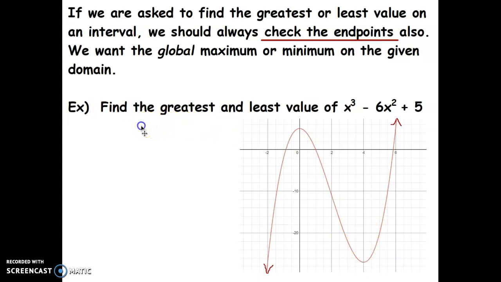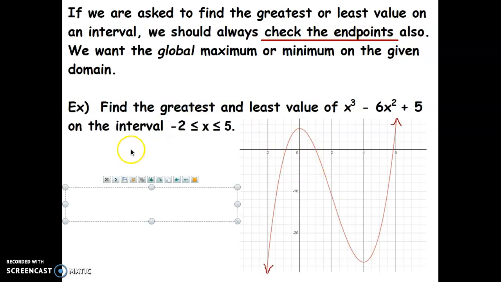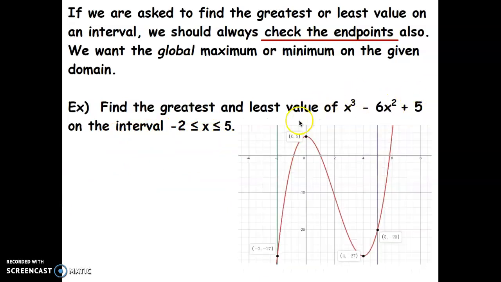So what if it said this? Find the greatest and the least value on this particular interval. Well, now that changes things. So let's look at what happens. It's a little bit hard to see, but I've got my green line right here at x equals -2, cutting the graph off. And I have this purplish colored line at x equals 5 here, cutting the graph off.